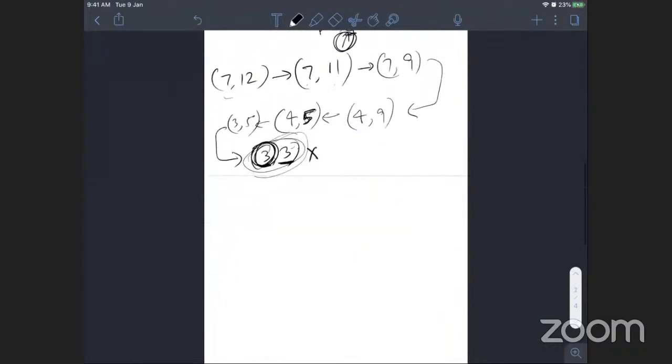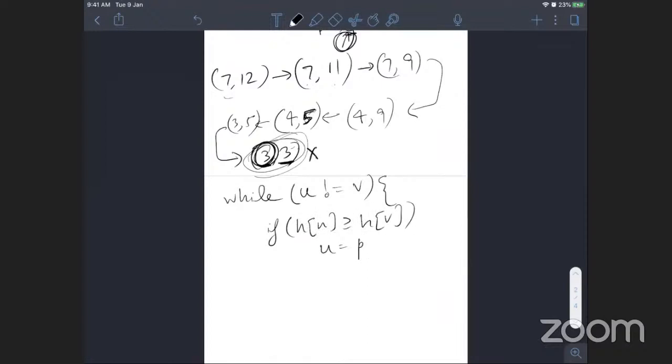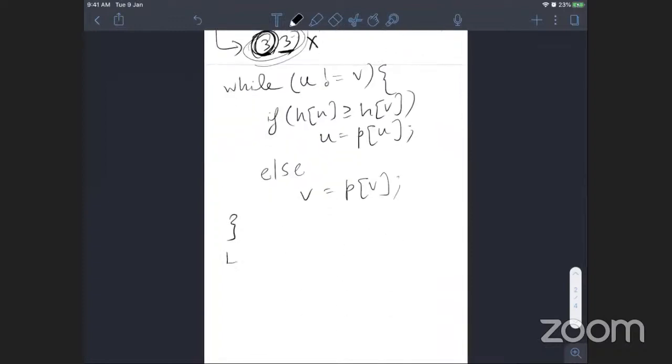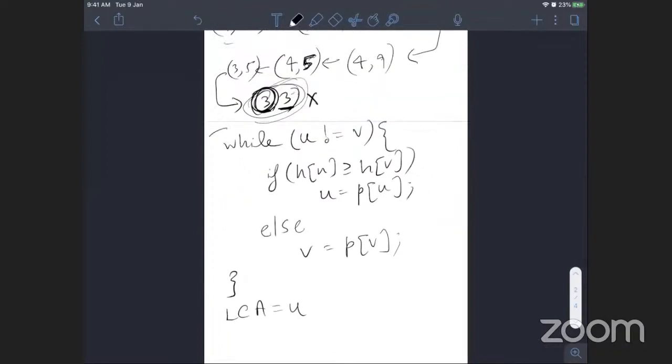So in terms of code, the rule is something like this. While u not equal v, if height of u is greater or equal to height of v, then we say u is equal to parent of u. Otherwise, we say v is equal to parent of v. That's it. And eventually, LCA is equal to u. That's how simple the code looks.